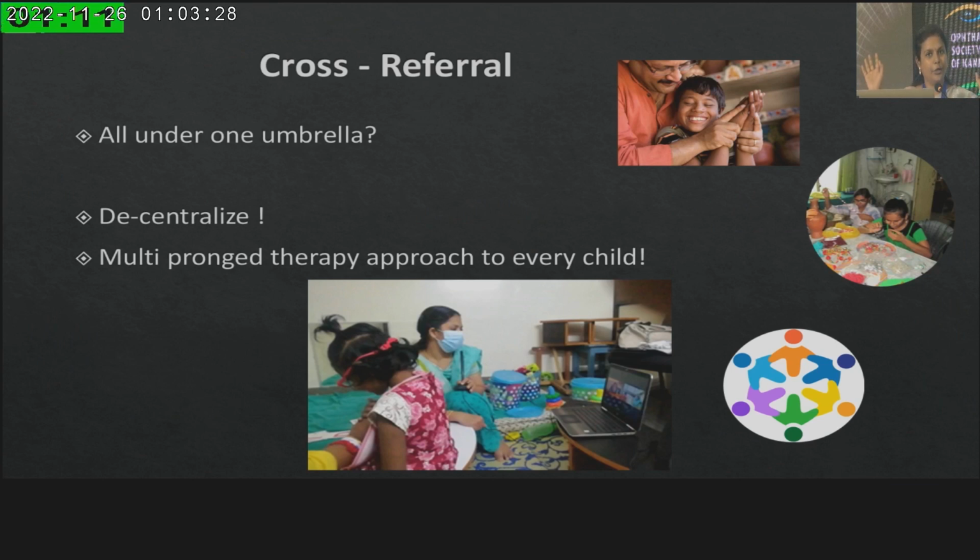Now last is a cross referral. Everybody says that put it all under one roof. You have all therapies under one roof. That is very ideal for a CVI clinic. I've tried it for 3 years. I've fought for it, but of course I didn't get it.